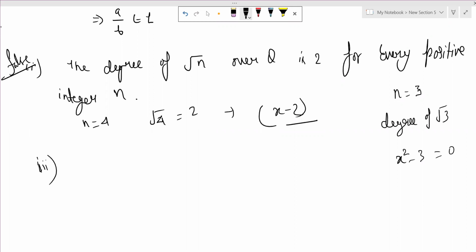But if I choose n equals 4, then root 4 is 2. Basically, this is a polynomial in Q[x], 2 is already there. So the degree is 1 for root 4. So for every positive integer, the degree is not 2. That's why this statement is false.